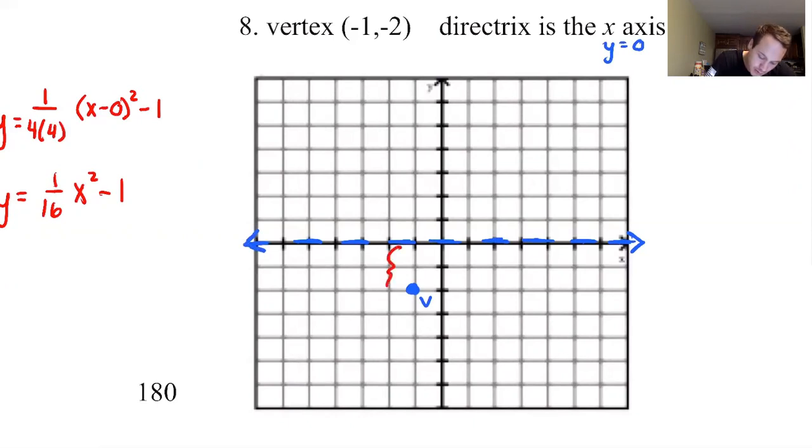If I know that this has a distance of 2, I'm going to go 2 units down, and here's my focus. Therefore, my p-value, since it's below, is negative, and it's going to be a 2. Okay?